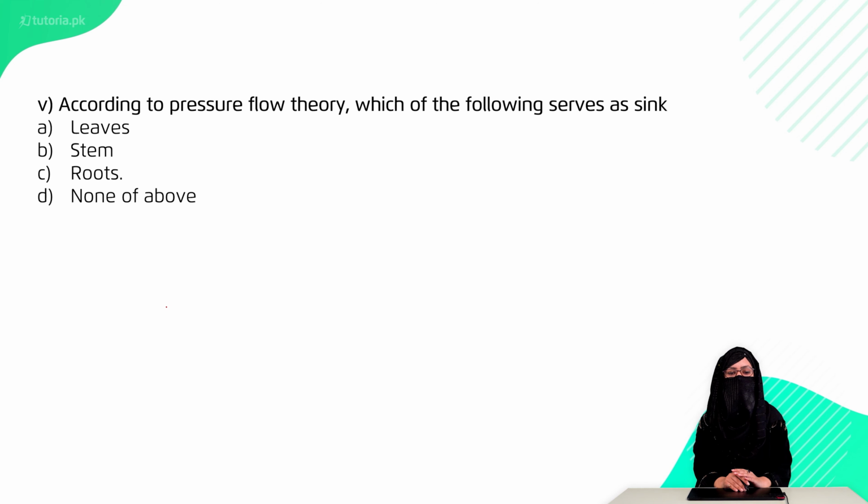Question 5 है according to the pressure flow theory, which of the following serve as sink? Option A, leaves. Option B, stem. Option C, roots. Option D, none of the above. The right option है option C, roots.